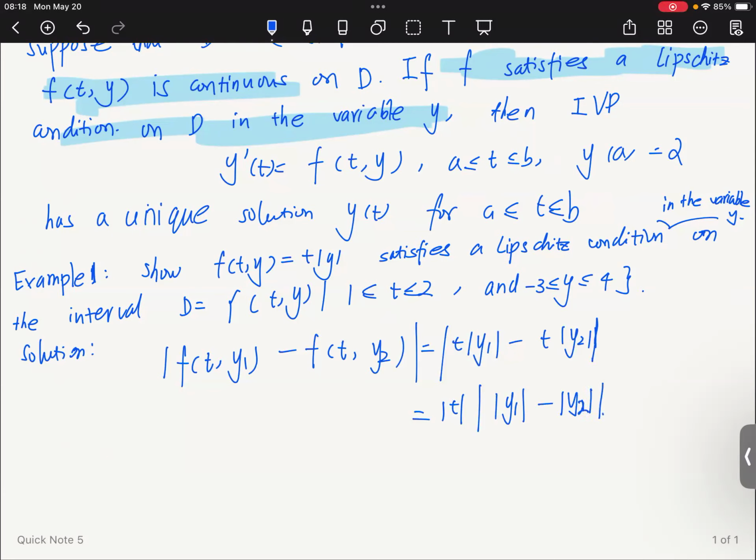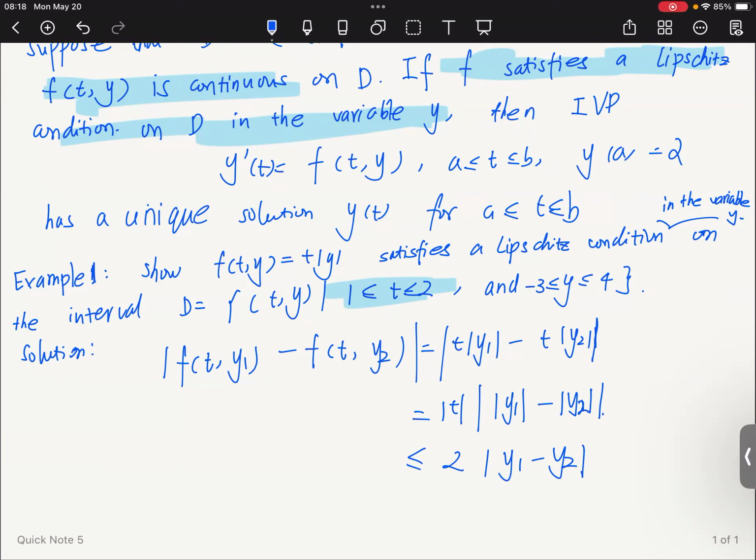If you take a look at t, the biggest t we can get is 2. So t is bounded by 2, and the absolute value of y1 minus the absolute value of y2 is bounded by the absolute value of y1 minus y2. This is just the absolute value property. So as you can see, this is already the Lipschitz continuity condition.